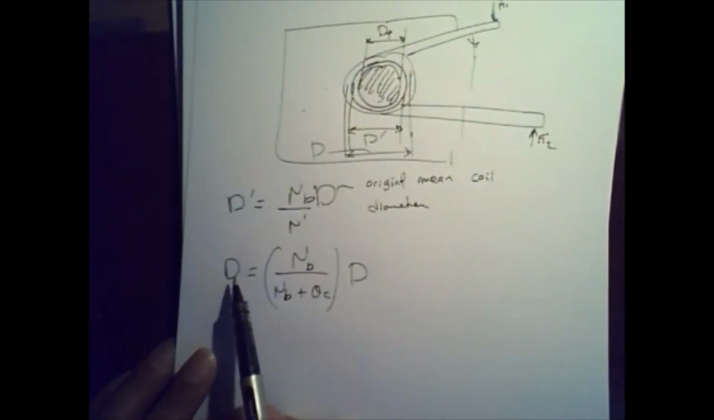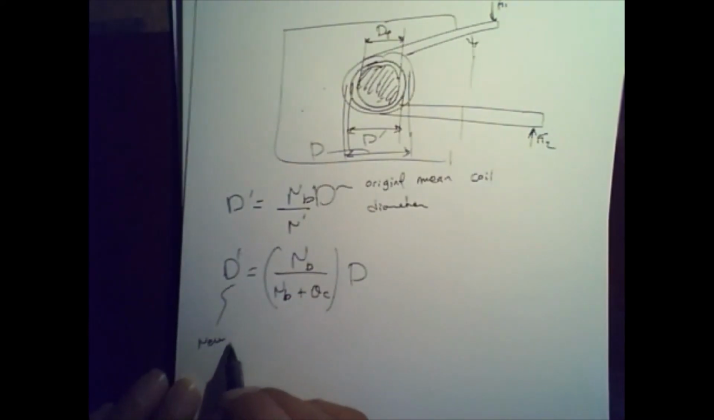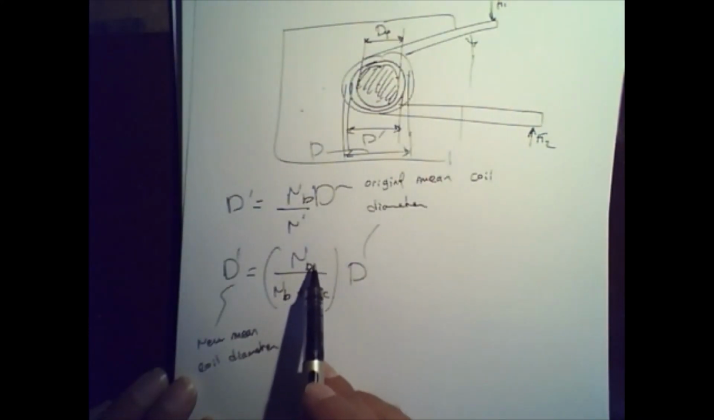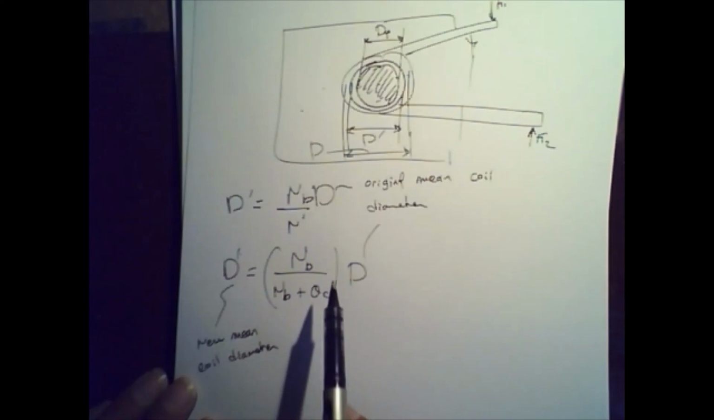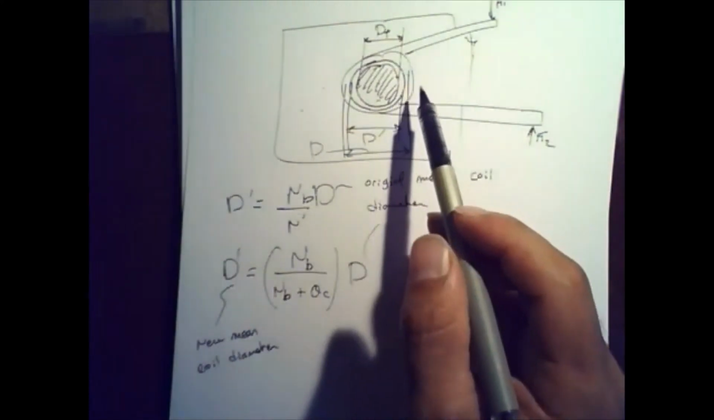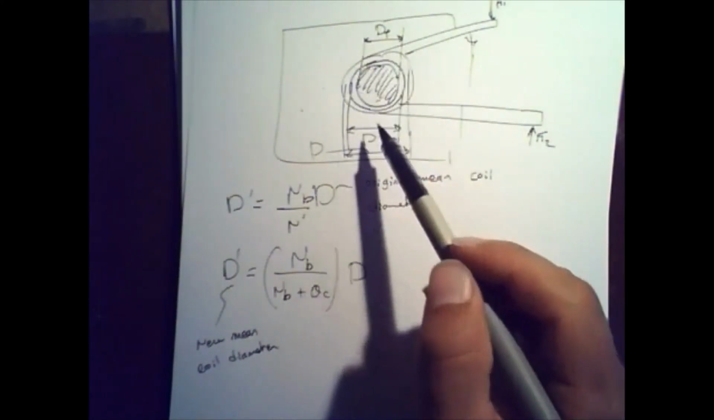So D prime is going to be the original mean coil diameter D, and N_B, the number of body coils, has to be given to you. All right. Theta_C, you're going to get it from the deflection of the coil itself. All right. How much this coil has rotated.